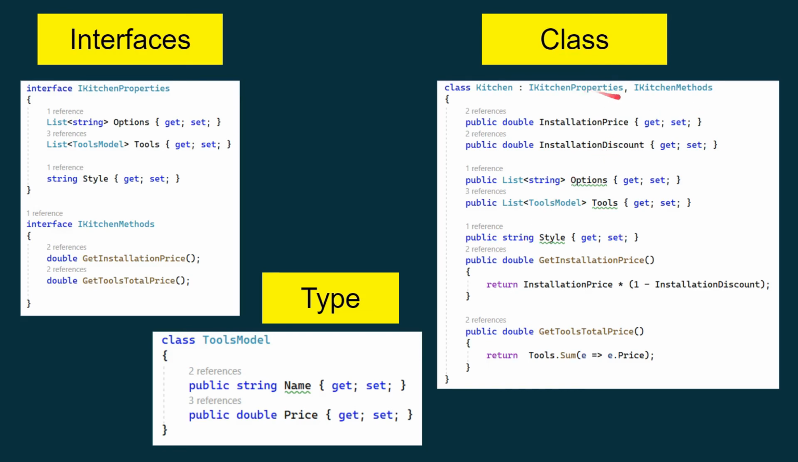So we have here two interfaces, and here we create our own type. This is how you can create your own custom type in C#. A custom type is a class. So we tell here for this list that all the items in the list are of type ToolsModel, and this is the type. The type has a name of type string and a price of type double. So we also provide bodies for these methods.